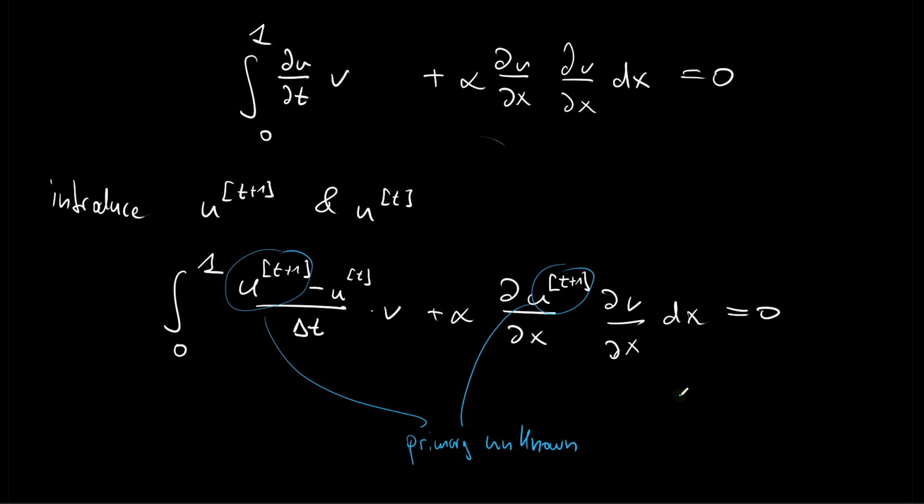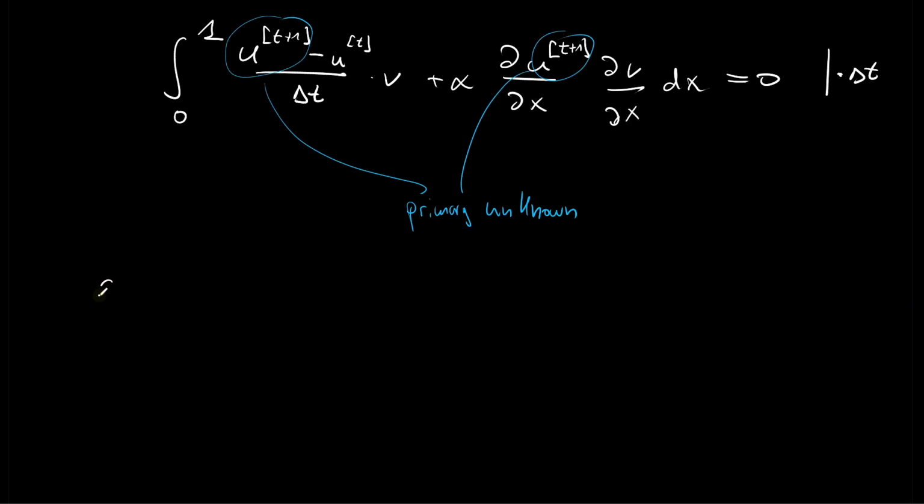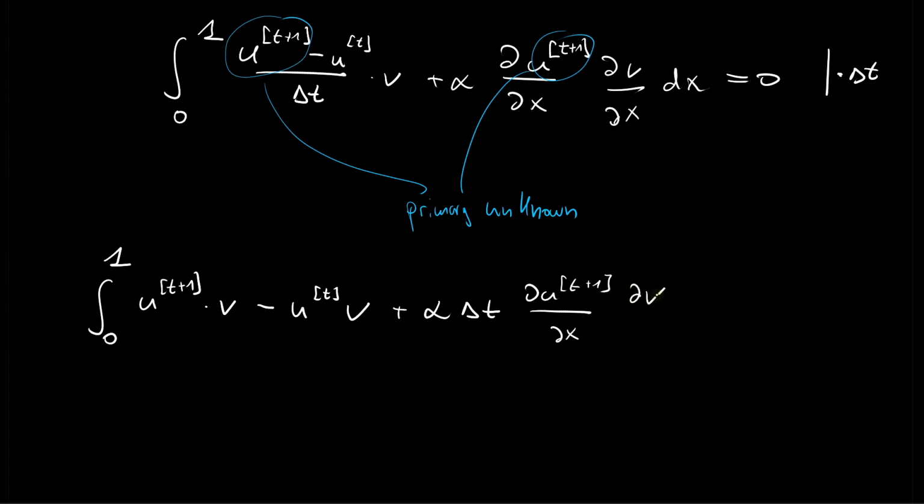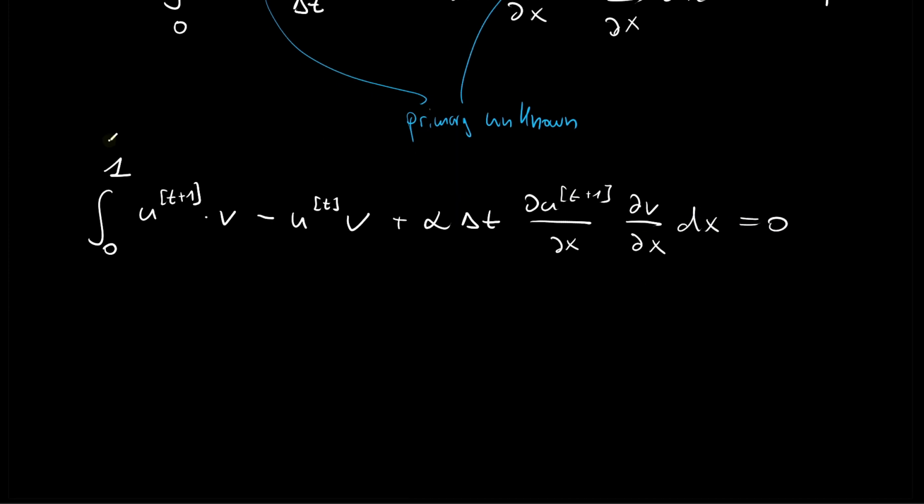Let's just rearrange this equation a little bit by multiplying with delta t. And then we get the integral from 0 to 1 of u at time step t plus 1 multiplied with v minus u at time step t multiplied with v plus alpha times delta t multiplied with the derivative of u at t plus 1 with respect to x multiplied with the derivative of v with respect to x integrated over x is equal to 0. And now that's our weak form, at least in this one-dimensional case.